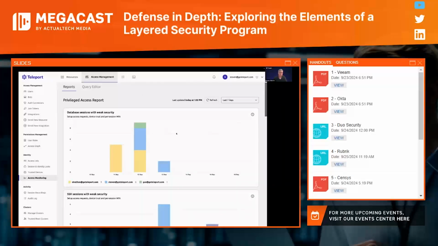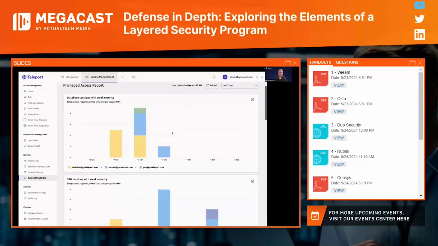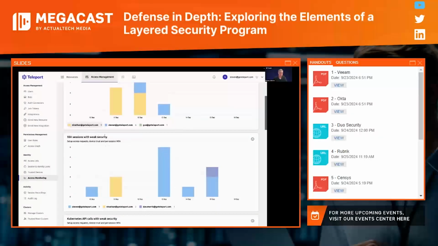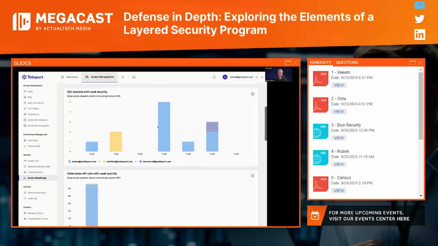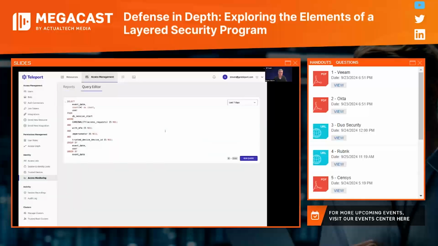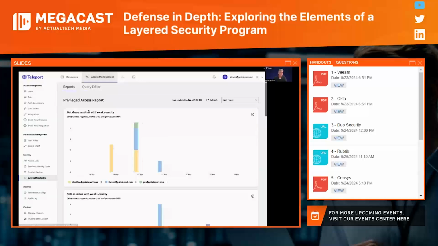So in this case, you can see a set of reports that have been run, in this case identifying perhaps some database sessions, SSH sessions. And while I can see this in my real-time dashboard here, I can also get the particular query and then run that directly from here. So this allows me at any point to run a particular query to look for concerns.